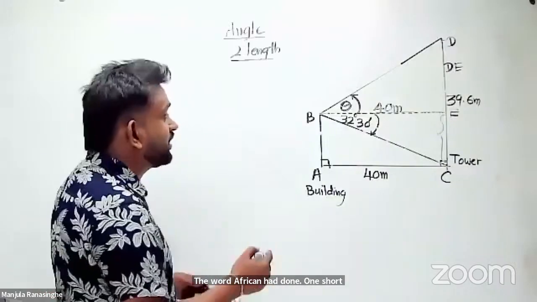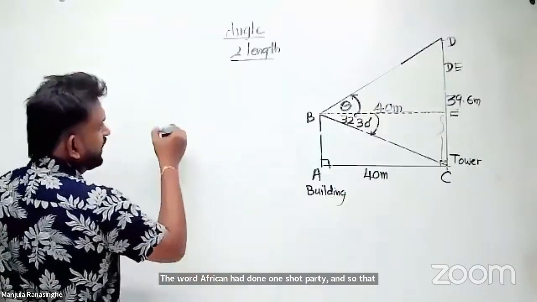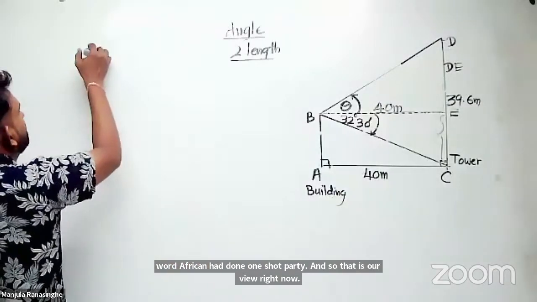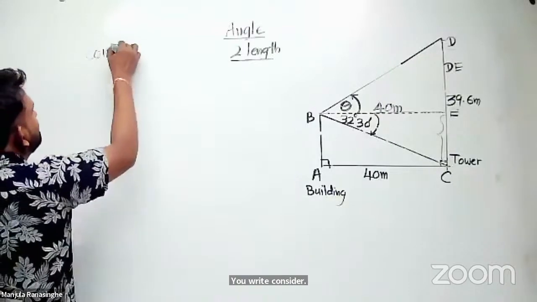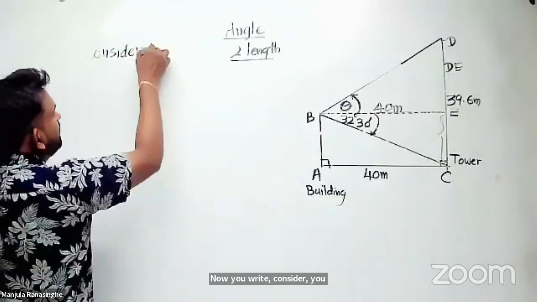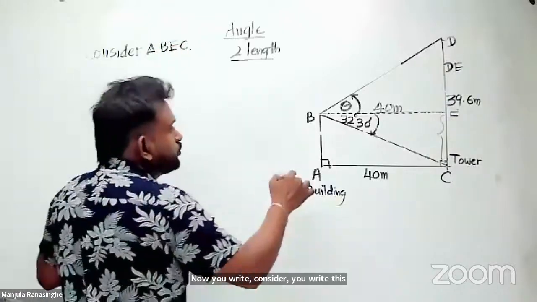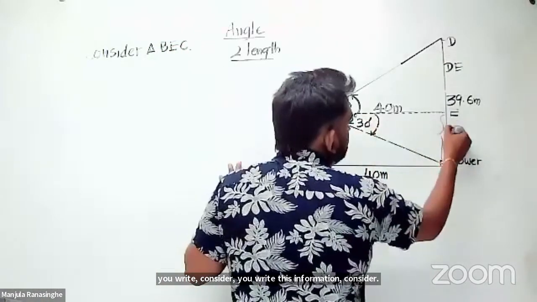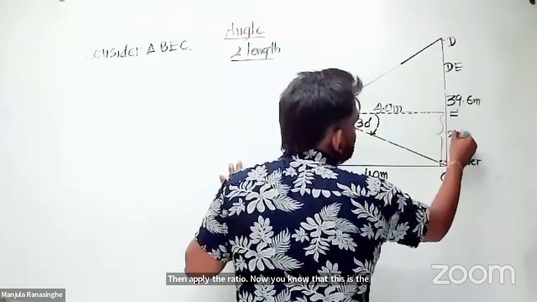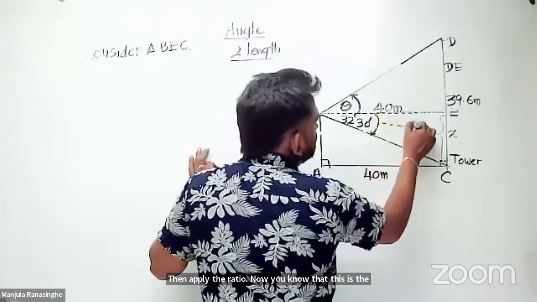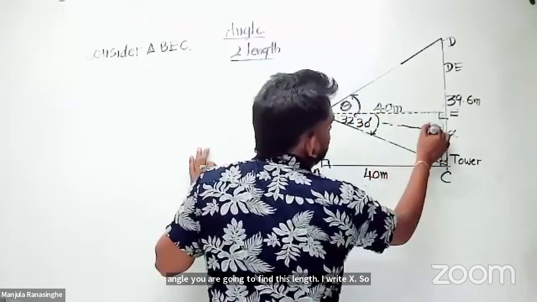Right. So that is how you write now. You write: consider triangle BEC. Then apply the ratio. Now you know that this is the angle. You are going to find this length. I write X. So with respect to this angle, this is 90 degrees. This is the opposite side.